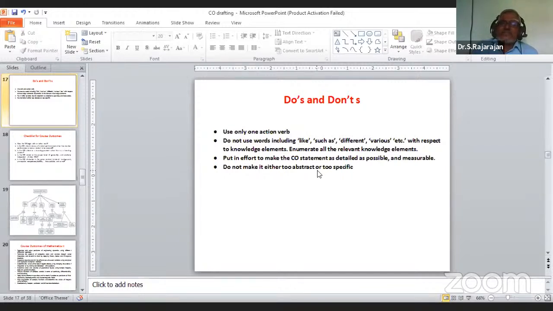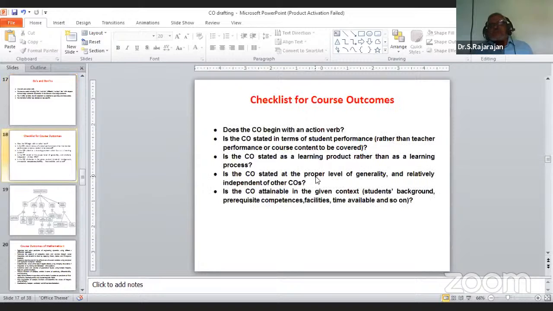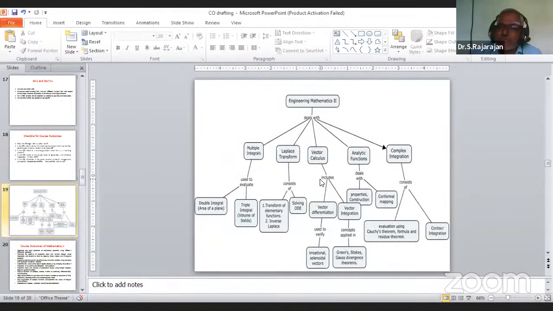Next, put in effort to make CO statements as detailed as possible and measurable. Do not make them either too abstract or too specific. Checklist: the action verb is there, you have to find out. Knowledge terms are there, you have to find out. Learning process is available, criterion is available, you have to find out. Within these 10 minutes, I can complete the concept map. More or less 10 minutes more, we can easily complete it.